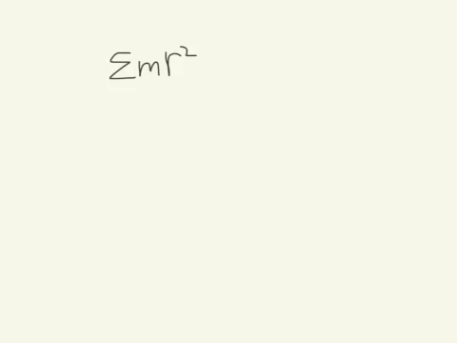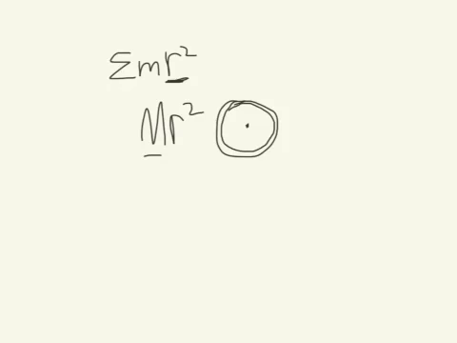So the simplest one is a hoop, where every piece of mass is the full distance r from the axis of rotation. So the sum of the mr squareds is just the sum of all the little pieces m, so that the mass of the full object is the big M times r squared. So that would be for something like a spinning hula hoop.